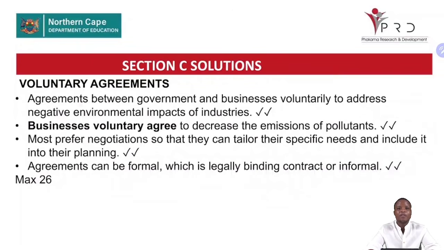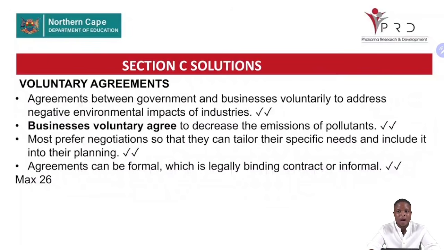Right, and then there is voluntary agreements. Businesses prefer this one because there are no rules and regulations. They voluntarily agree to take care of the environment. So they say we are going to take care of the environment. Right, agreements between government and businesses voluntarily to address negative environmental impact of industries.